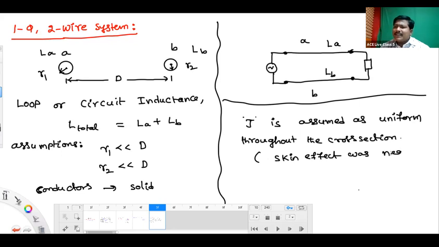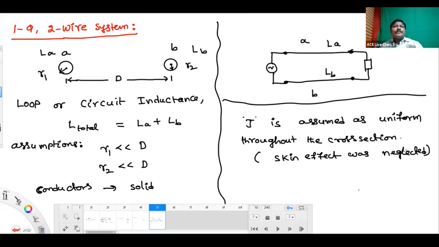So is it a reasonable assumption? Anybody please tell me, is it a reasonable assumption to neglect the skin effect? Yes or no? See, one thing, listen to my words. Very simple thing I will tell you.